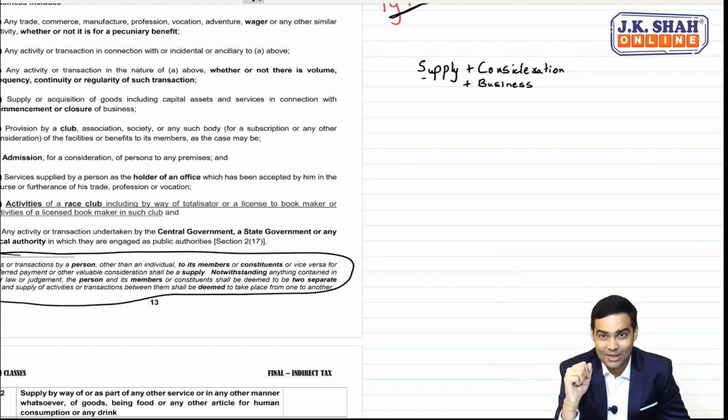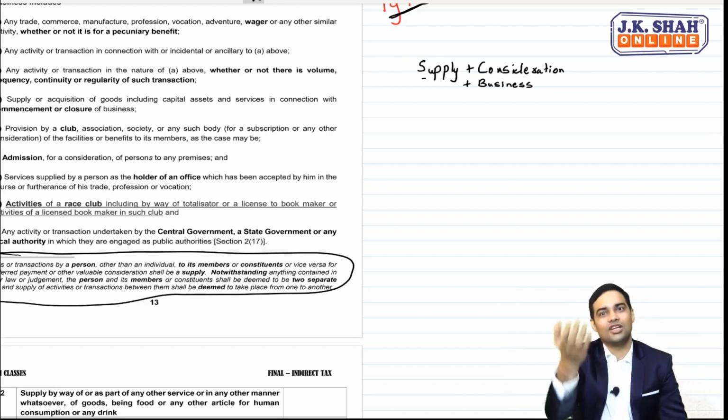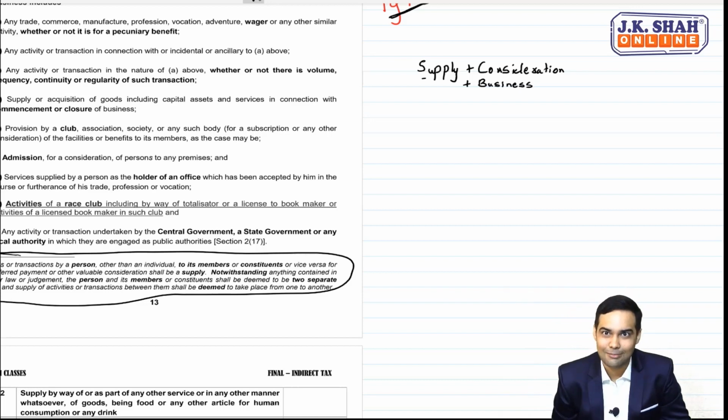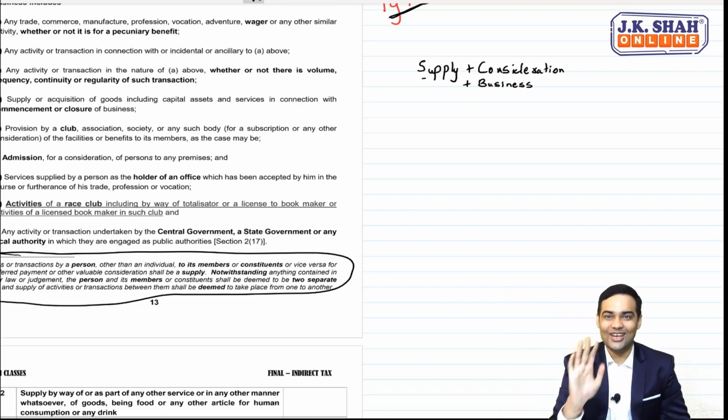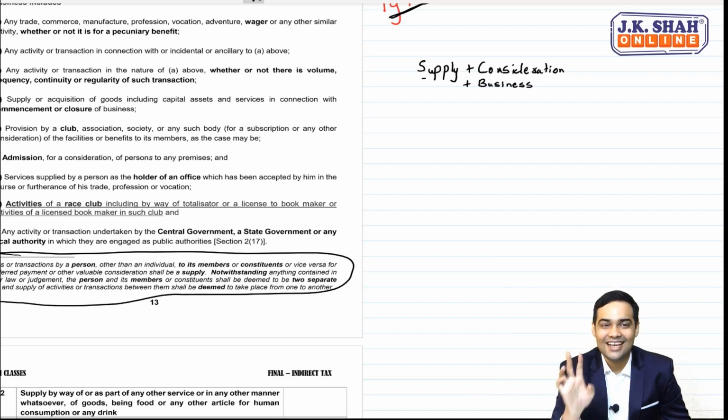For example, Karta and HUF members, or a partnership firm and its partners, will also be regarded as different persons. Sir, but you were only talking about association and members, right? See, I was only talking about association and members. This amendment was also brought to cover that.